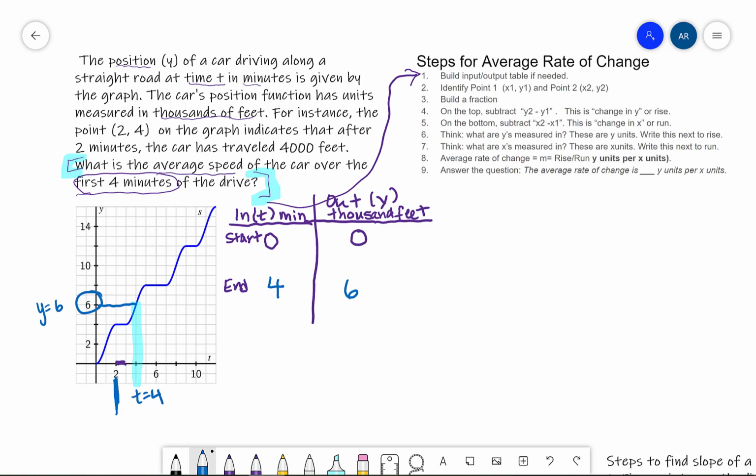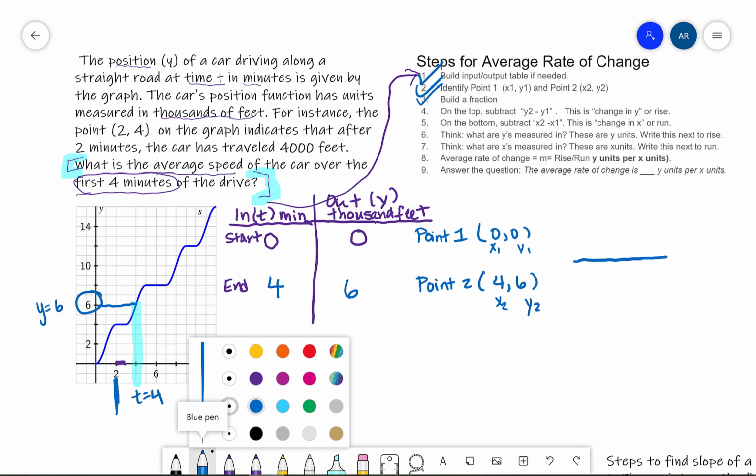So that's my input and my output. Now I can identify those as points 1 and 2. The first will be my point 1, written as an ordered pair, (0, 0). The second will be my point 2, which we can write as an ordered pair, (4, 6). That's x1, y1, x2, y2. You don't have to label the x's and y's if you feel comfortable with this. We have now made it through the first 2 steps. We are on to step 3, build a fraction. There's my fraction bar.